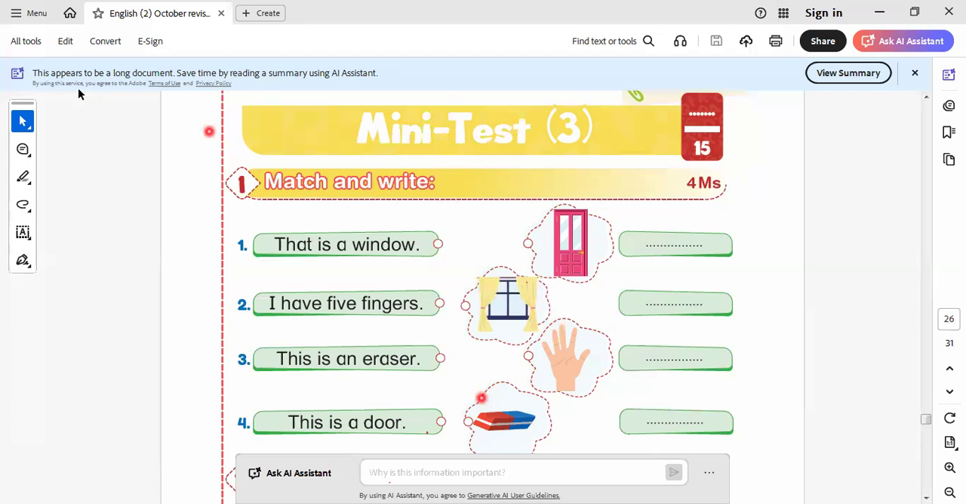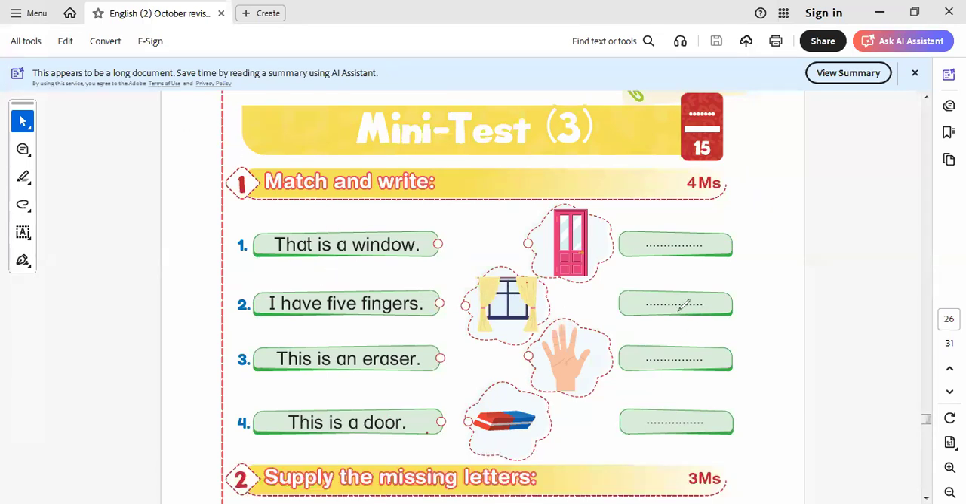This is a door. So what can I answer in this question? That is the window. Which one? This one is number 1. Number 2, I have 5 fingers. This one, excellent, clever people. This is an eraser. I'm listening to you saying, man, this is an eraser, it is the last one. Number 3, this is the door. Which one is the door? The first one.